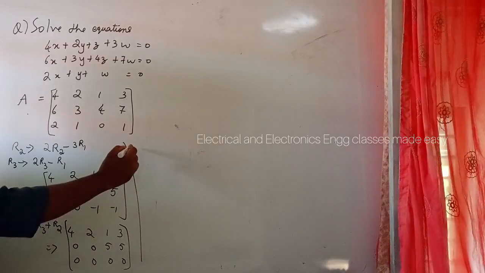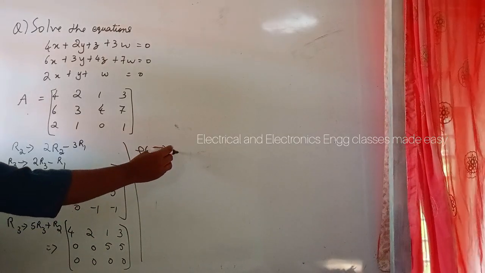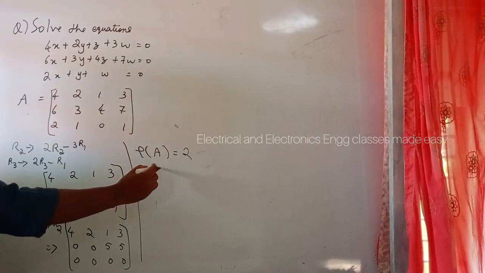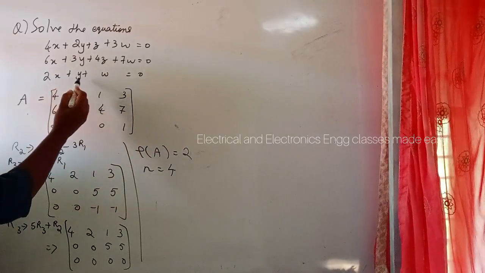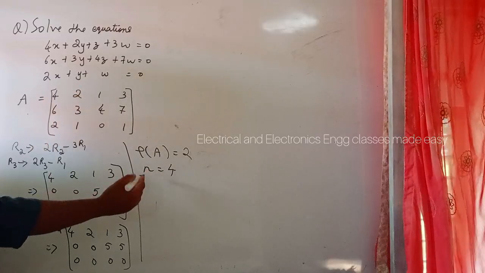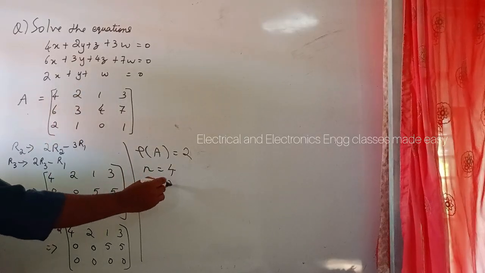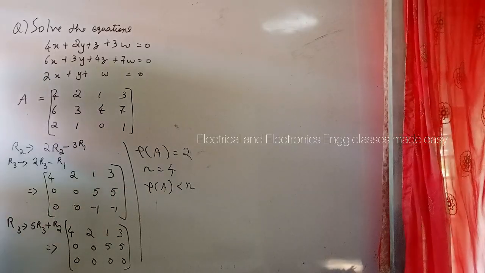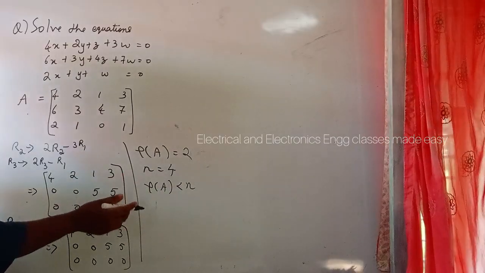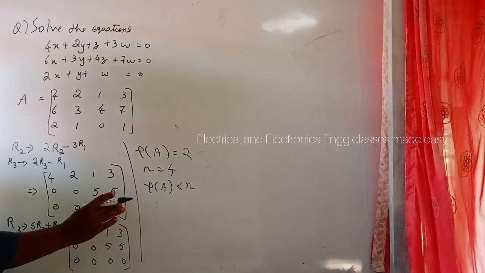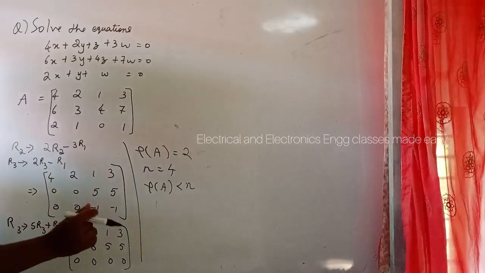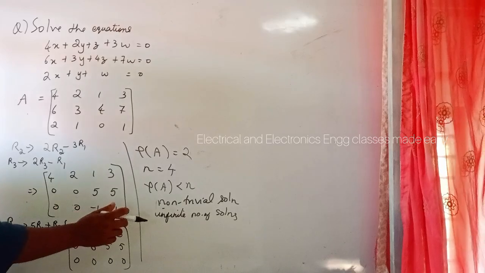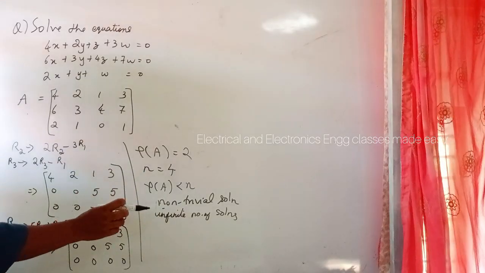So the rank of A is equal to 2 here, and the number of unknowns n is equal to 4, that is x, y, z, w. So here rank of A is less than n. So the system has infinite number of solutions, that is non-trivial solution. So here infinite number of solutions.